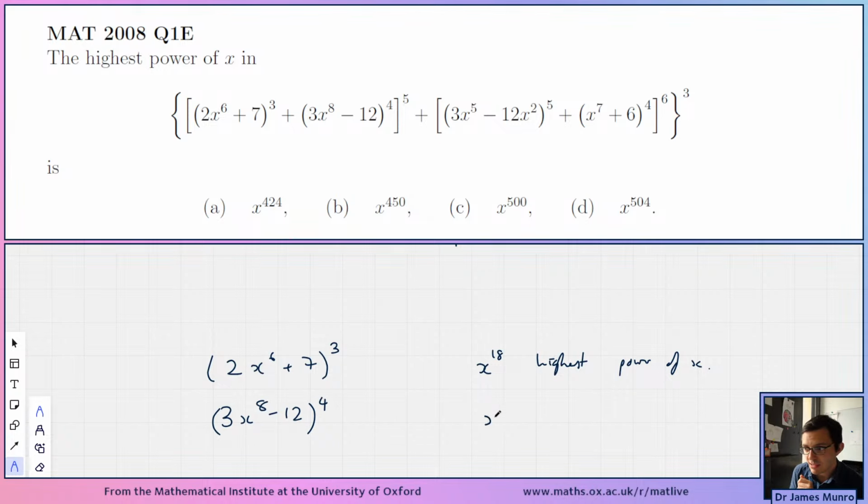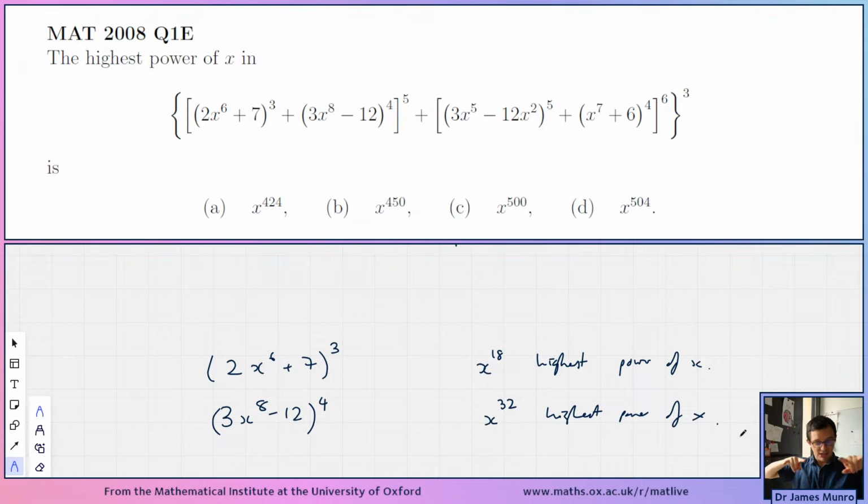The outside in way of doing this is to work your way inwards. That power of 3 on the outside, all that means is we'll have some sort of power of x from inside, and then we'll cube that at the end. So let's not worry about that.